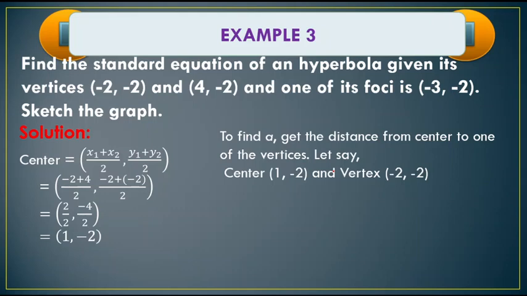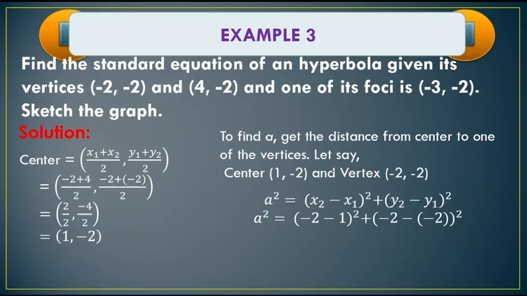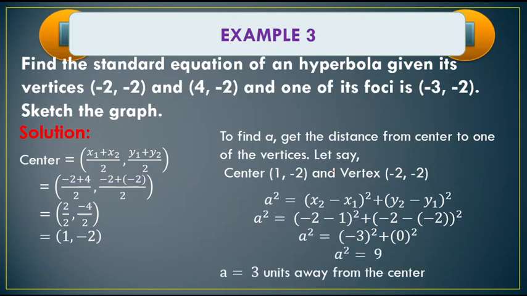And then, use the distance formula. Substitute natin yung bawat given natin. So, a squared is equal to (-2 - 1) squared plus (-2 - (-2)) squared. And then, solve natin. We have a squared is equal to (-3) squared plus 0 squared. So, a squared is equal to 9. A now is 3 units away from the center. So, nakuha natin si A, and that is 3.